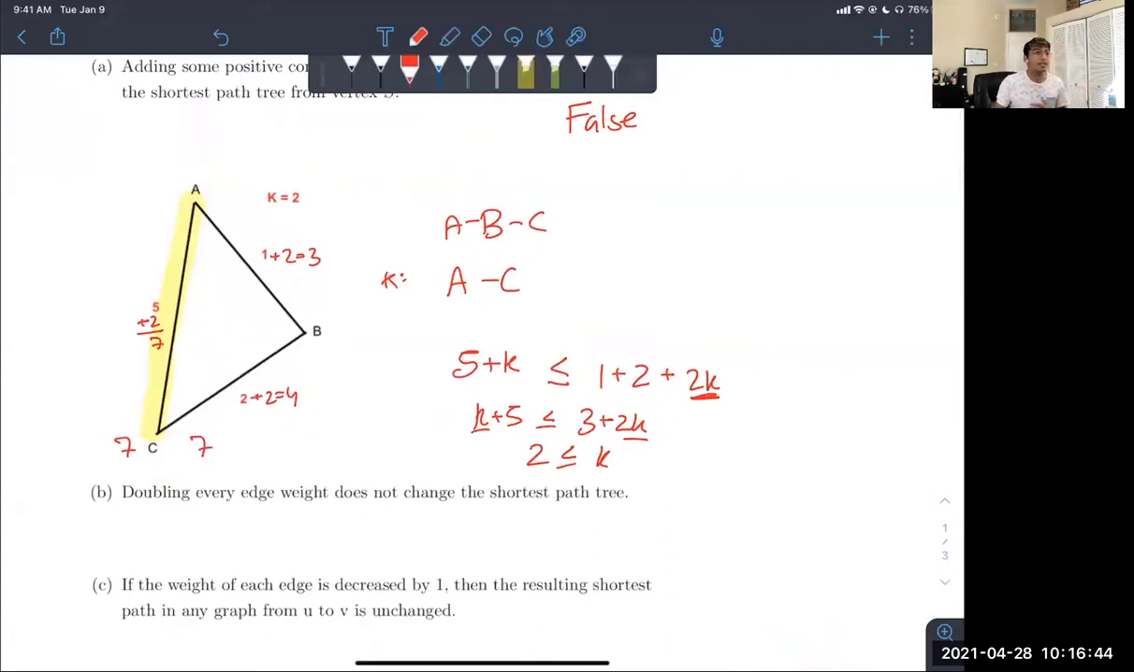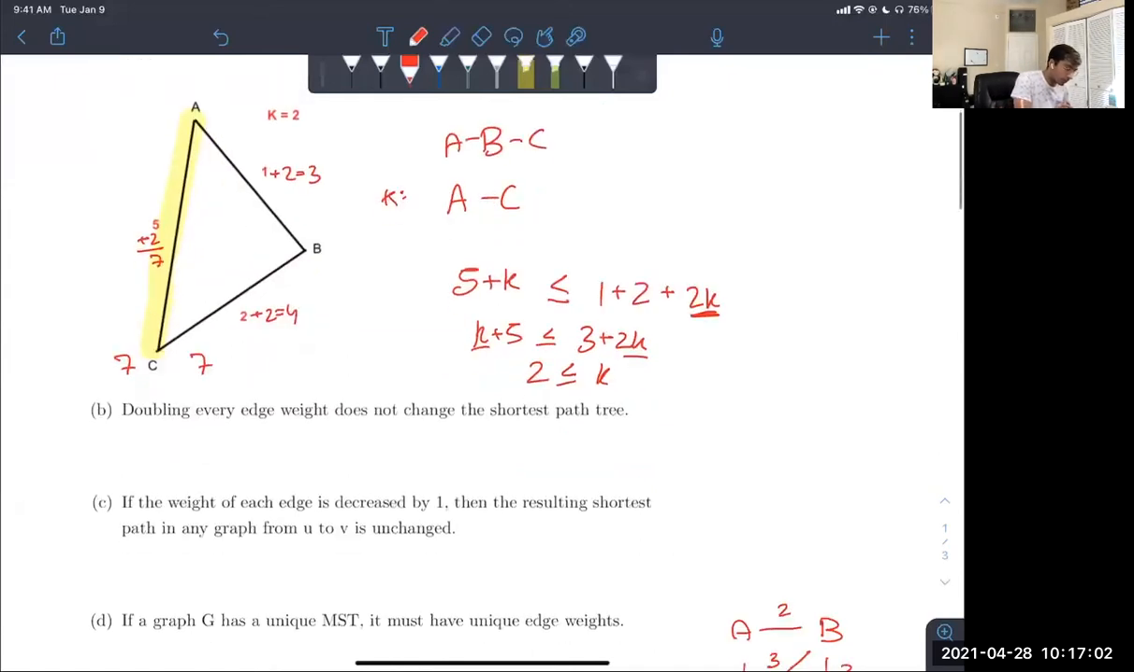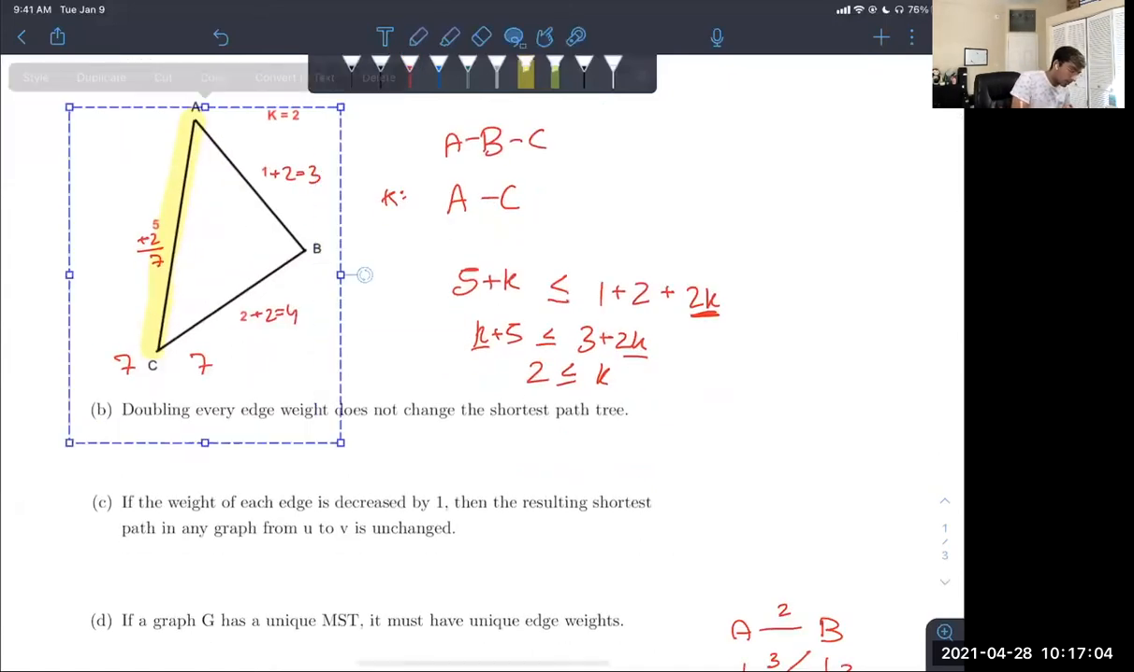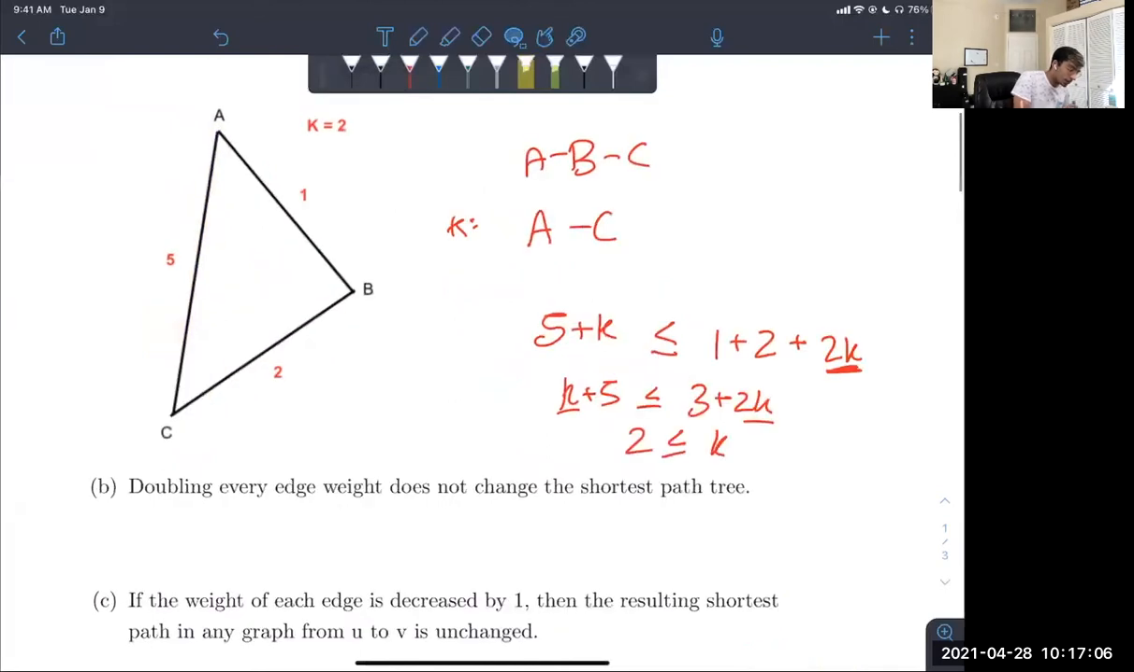The next part is doubling every edge weight does not change the shortest path tree. So this one might be a little bit confusing because I just said, oh, if we add something, it could be a different path. However, it is a little different story when we come to doubling them. Let's actually use the same example. So I'm going to erase all of these ones. Let's cut that. Originally, it would be ABC, same story.